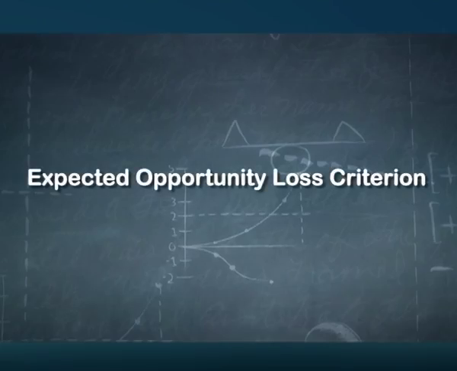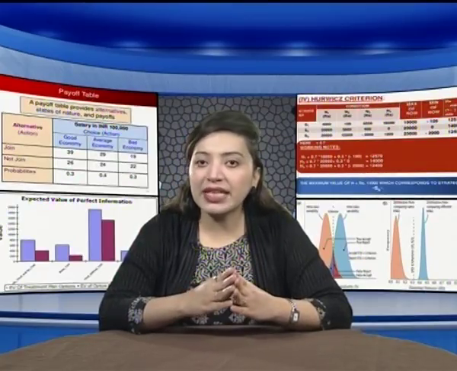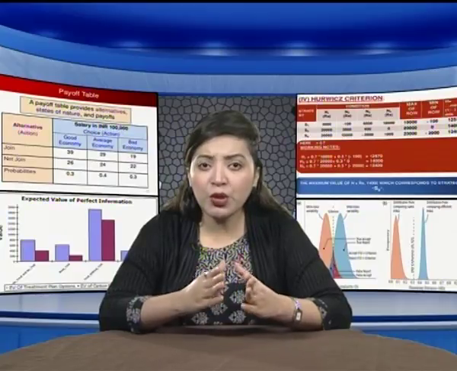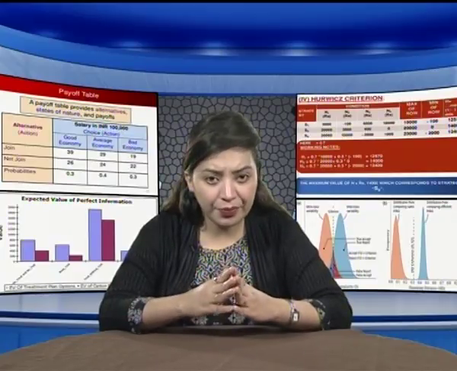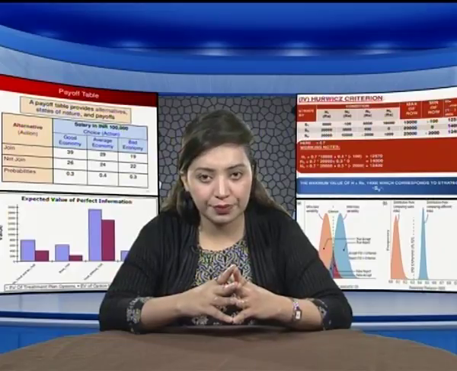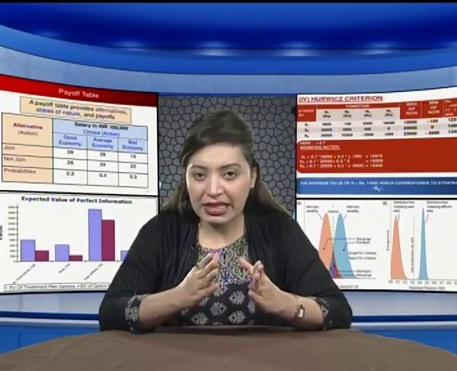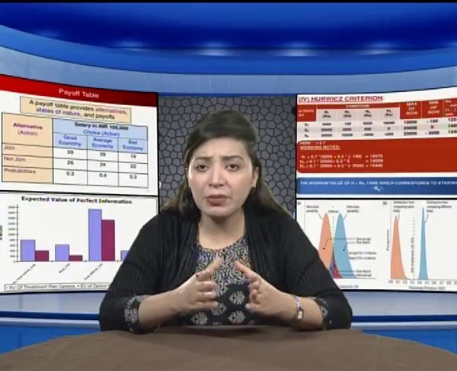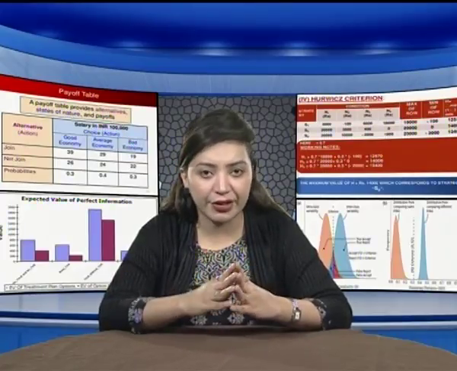Expected opportunity loss criterion. To obtain an optimum decision using the expected loss criterion, we use an opportunity loss table, find the expected opportunity loss for each action, and then choose the action that produces the minimum expected opportunity loss. As mentioned at the beginning of this section, this will always lead to the same decision as the expected payoff criterion.